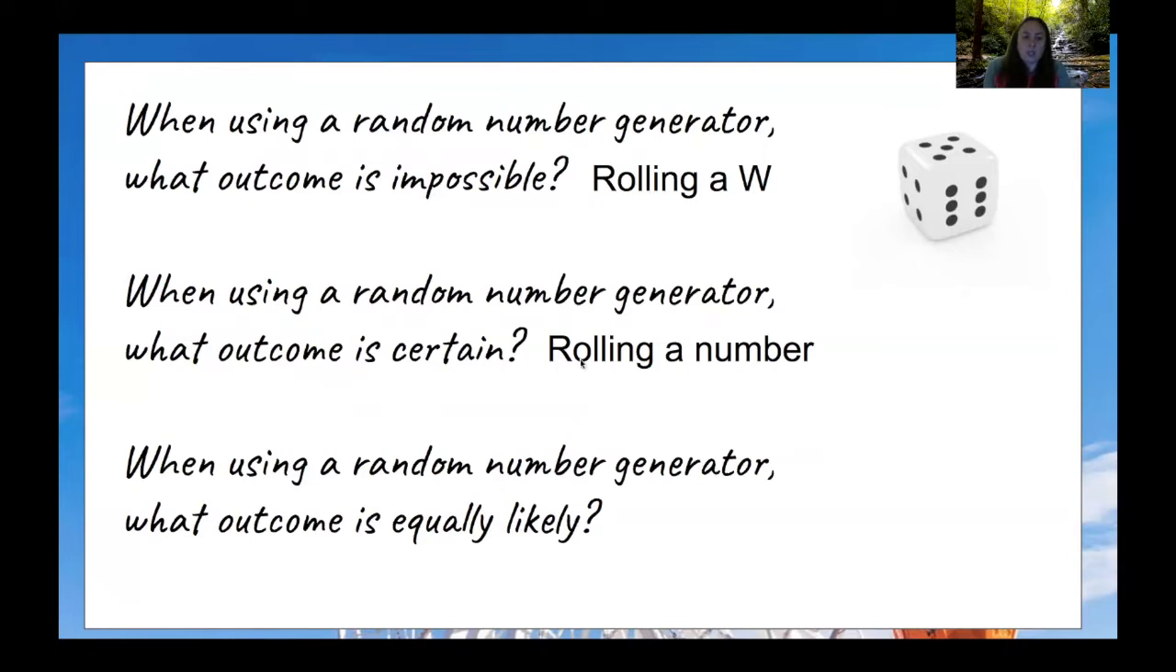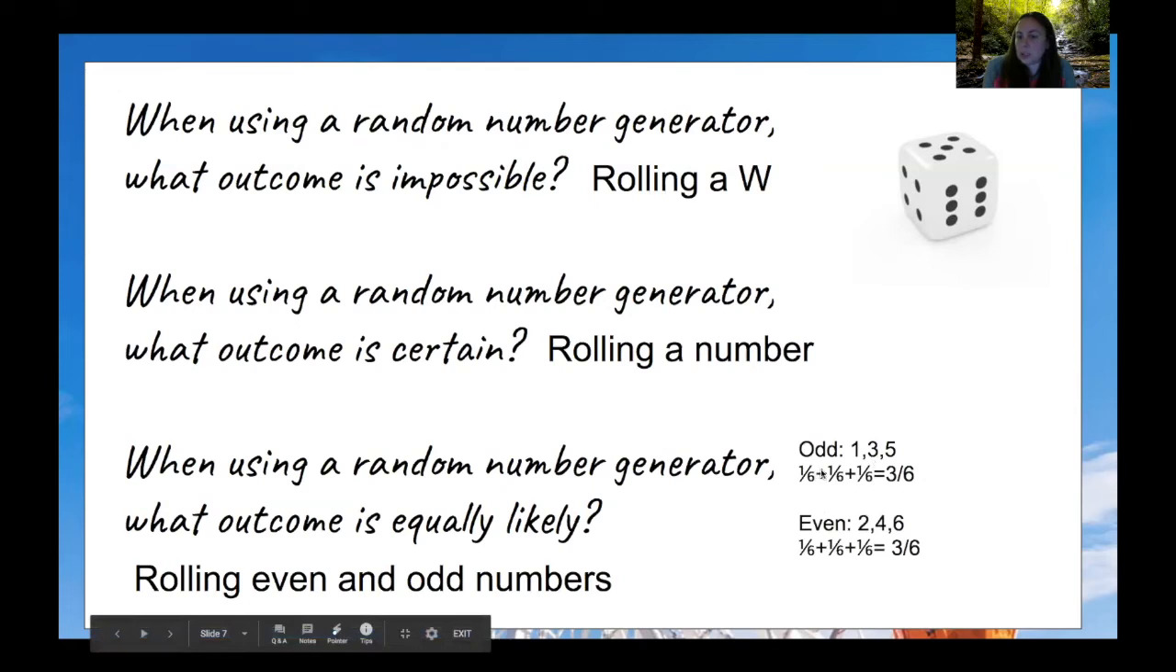When using a random number generator, what outcome is equally likely? Rolling even and odd numbers. 1, 2, 3, 4, 5, 6. Those are our choices. 1, 3, and 5 are odd. 2, 4, and 6 are even. There are 3 of each.